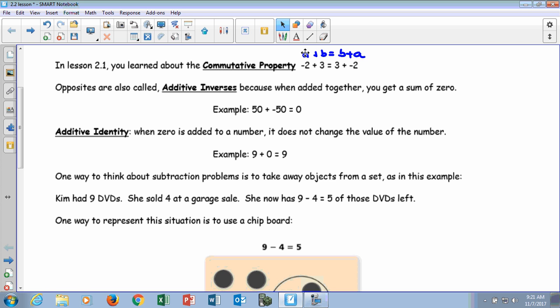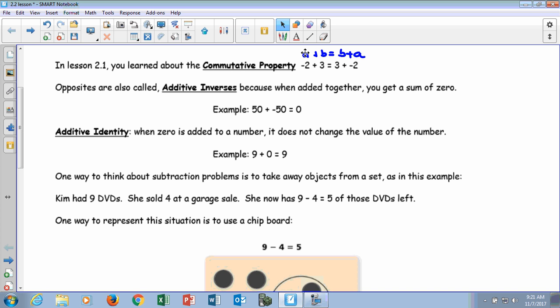Opposites are also called additive inverses. Remember, we learned that too. When you add a number and its opposite, it is always 0. You also learned the additive identity: when we take any number and add 0 to it, it's always the number you're adding 0 to, because you can't gain anything when you add nothing to something. That makes sense, right?